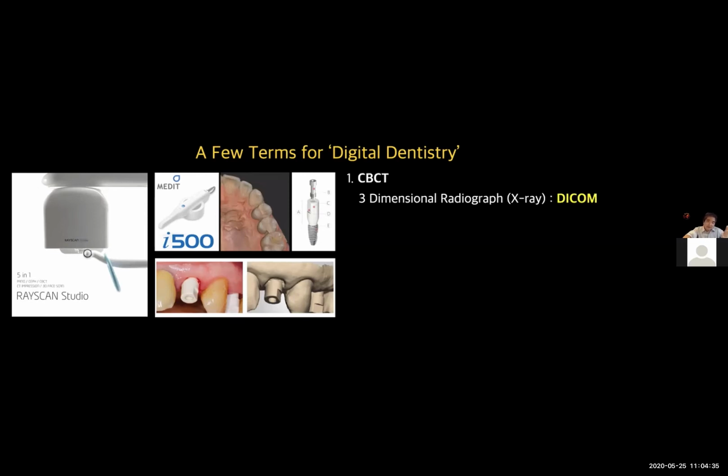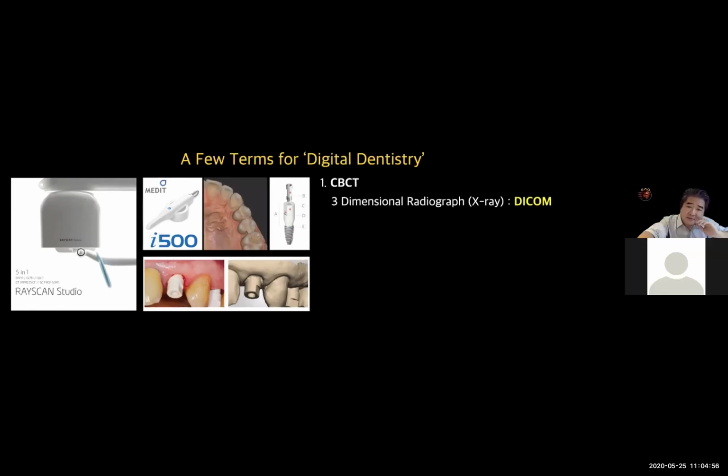The difference between CBCT and the conventional X-ray is that CBCT is three-dimensional, but there's also a big difference: CBCT's dimension is very close to the real dimension. On a PA X-ray, if you have 1 centimeter, it's not necessarily 1 centimeter in the patient's mouth. However, in the CBCT, 1 centimeter is quite close to 1 centimeter in the patient's mouth. So dimension and angle are very close to the patient's mouth.